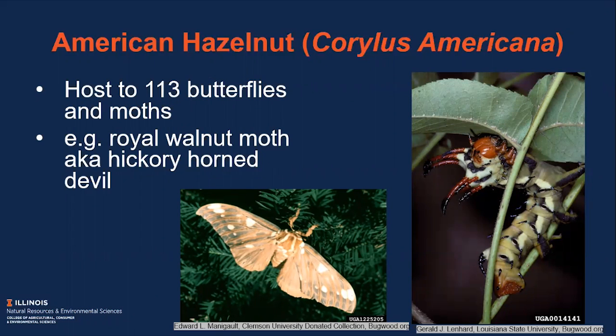The hazelnut is host to a lot of different butterflies and moths, 113 species. Picked out one here, the royal walnut moth, aka the hickory horned devil. Pretty wild looking creature there, both in the larval stage and as an adult. So that's an interesting one.